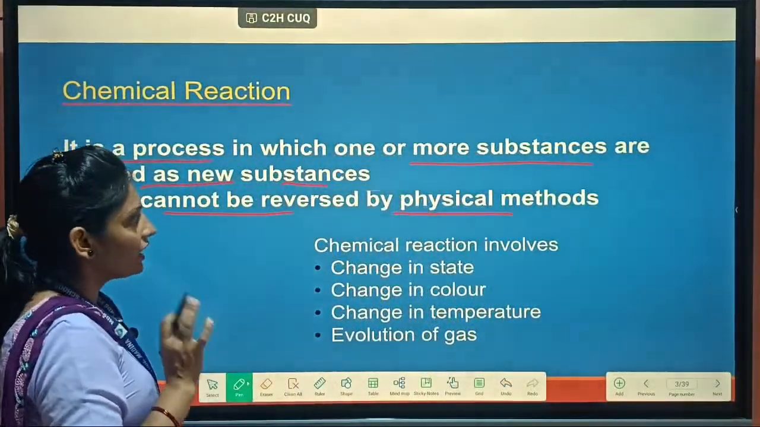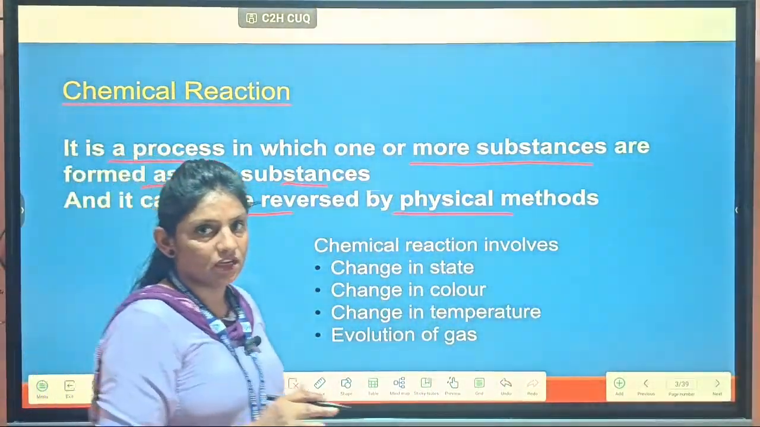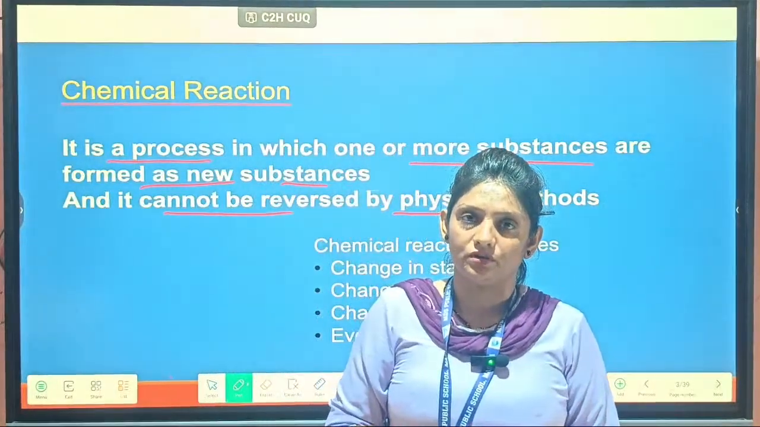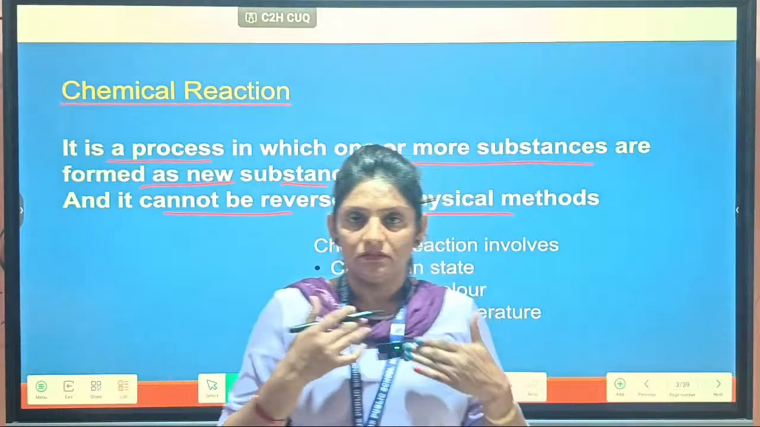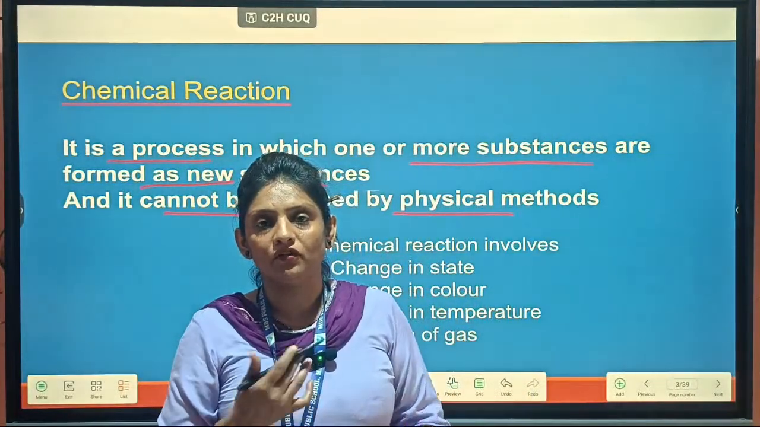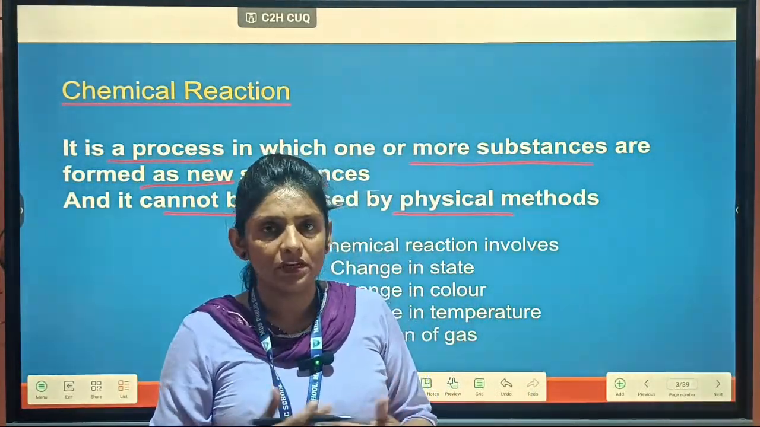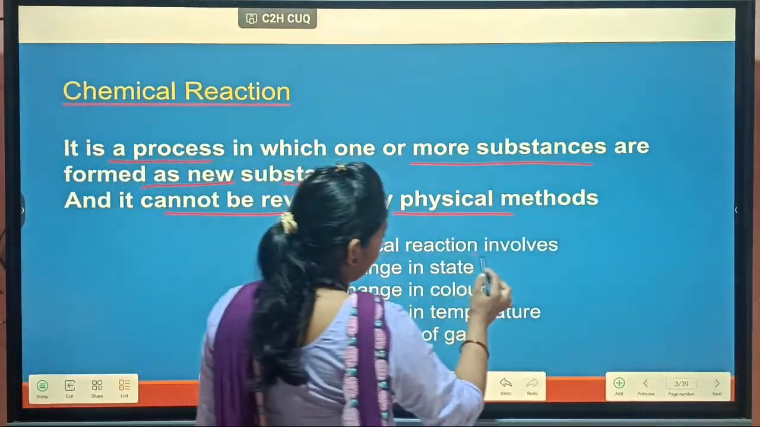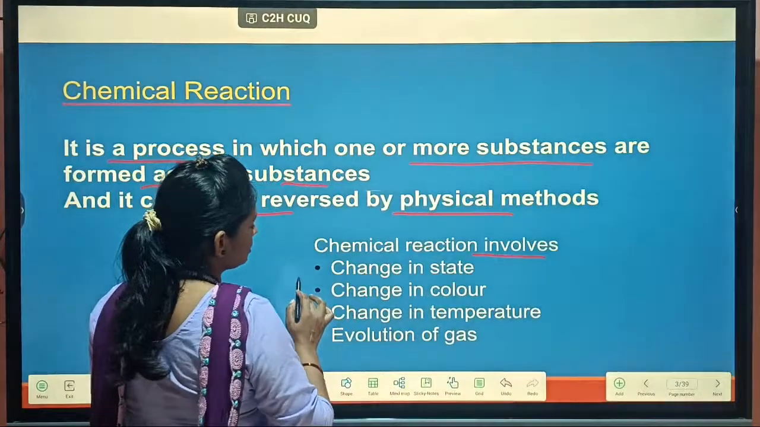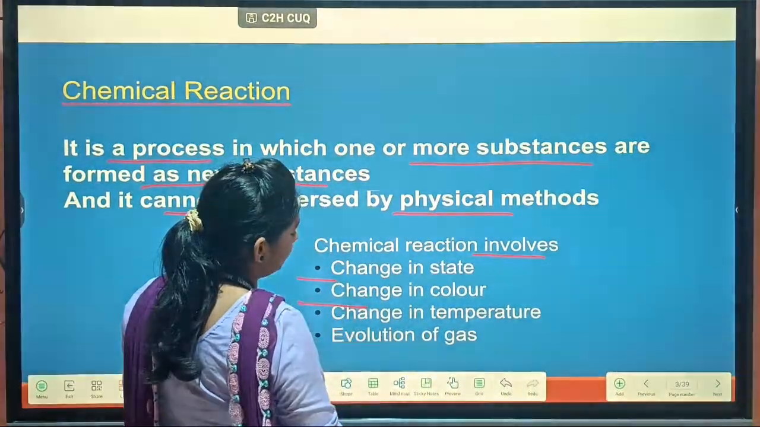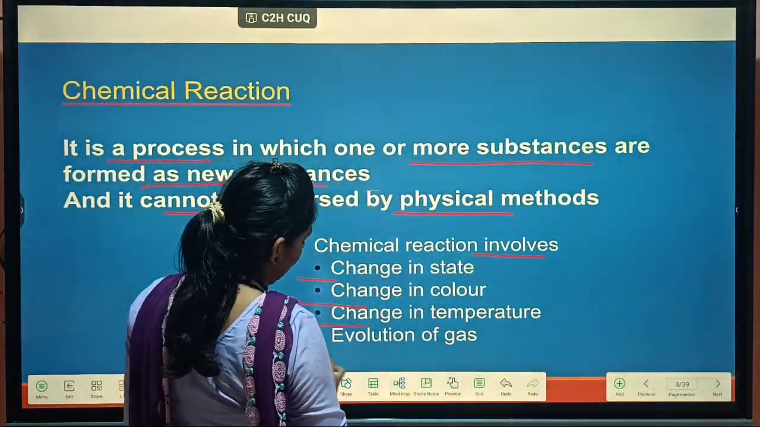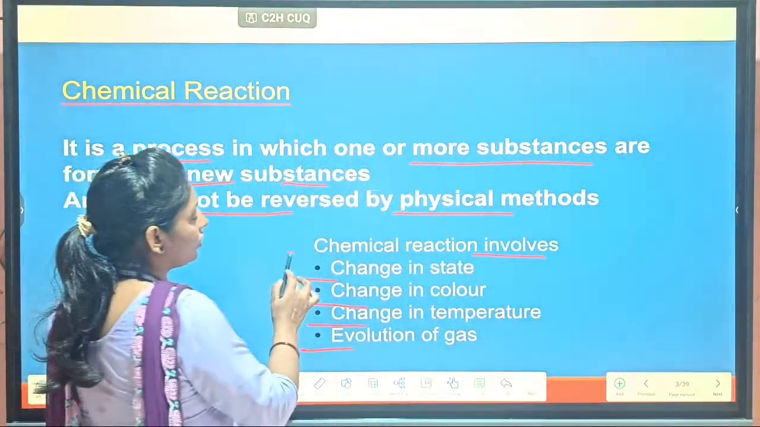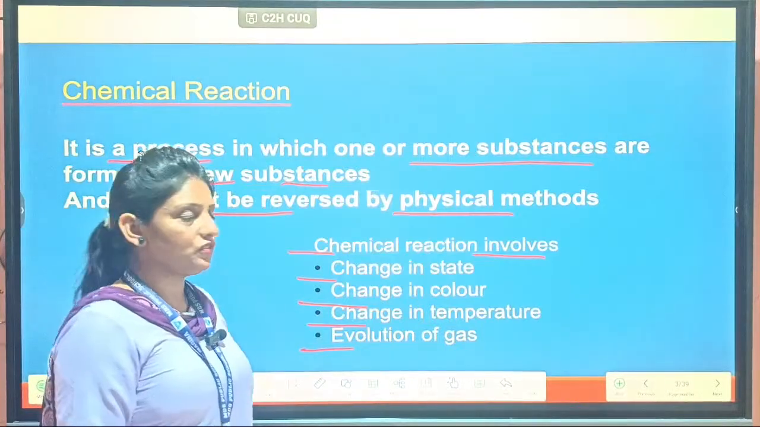Students, during a chemical process, chemical changes take place, and this process cannot be reversed by doing some physical change only. A chemical reaction involves change in state, change in color, change in temperature, and evolution of gas. All these we have covered in the previous video.